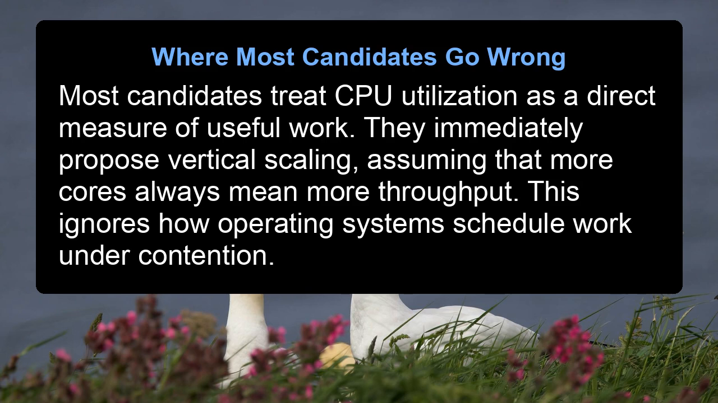Where most candidates go wrong. Most candidates treat CPU utilization as a direct measure of useful work. They immediately propose vertical scaling, assuming that more cores always mean more throughput. This ignores how operating systems schedule work under contention.